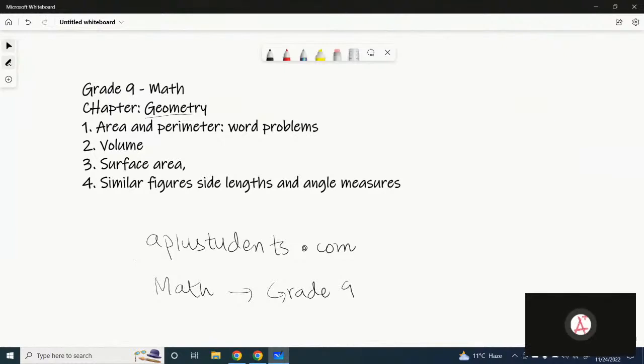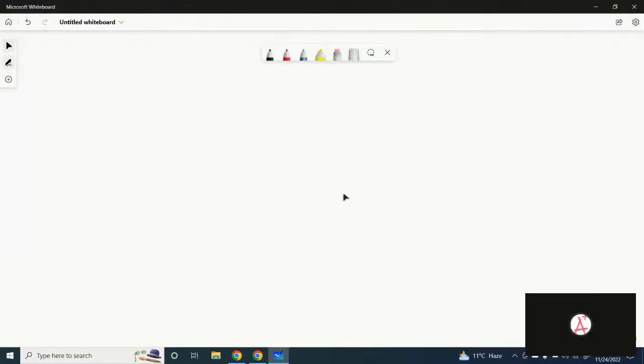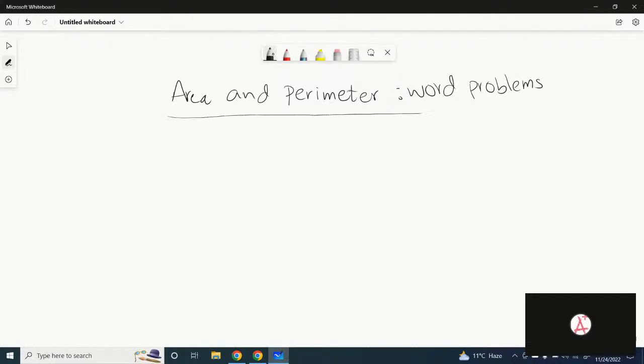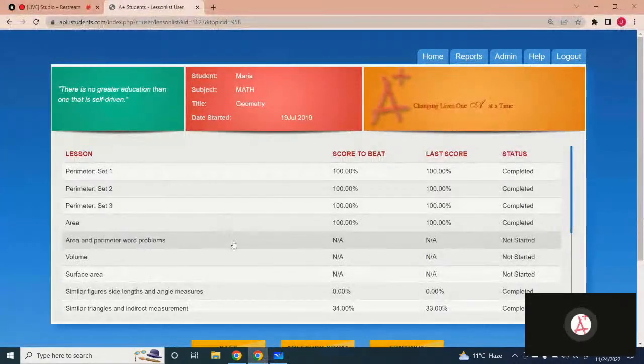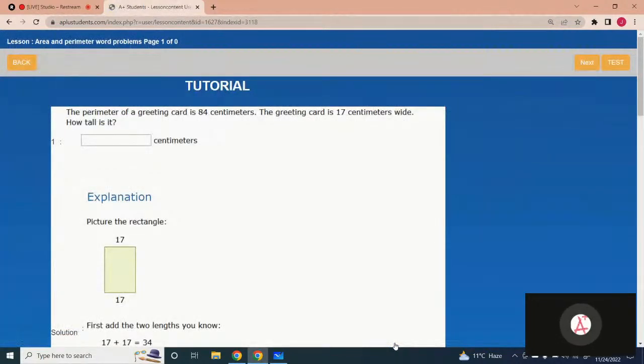Let's start with the first topic, that is area and perimeter word problems. Let me write down the lesson name. Area and perimeter word problem. Okay, let's start with the first topic, area and perimeter word problems. So here is the topic. Okay, let's start with the first example.